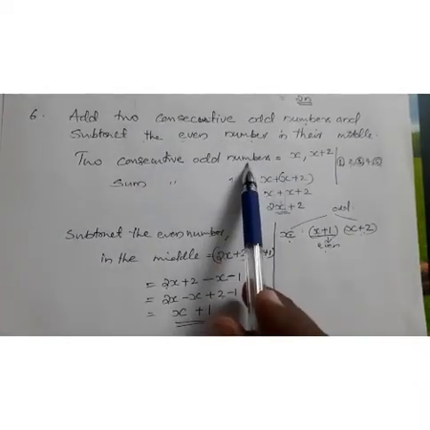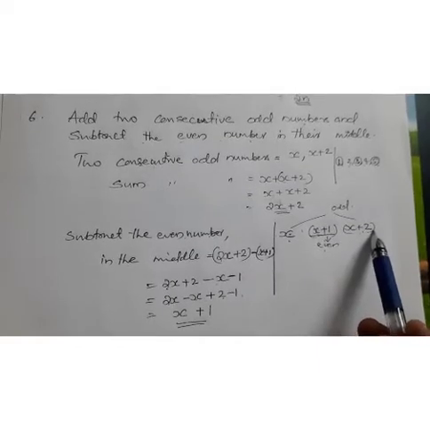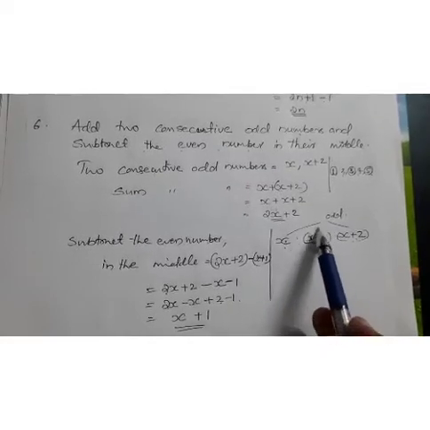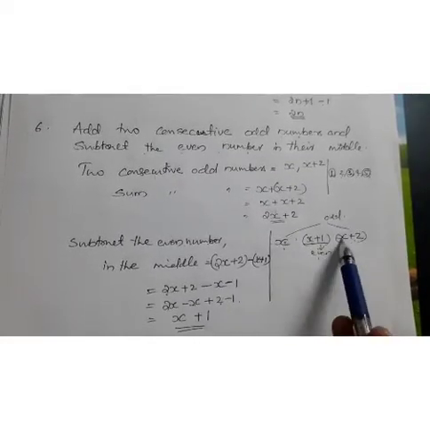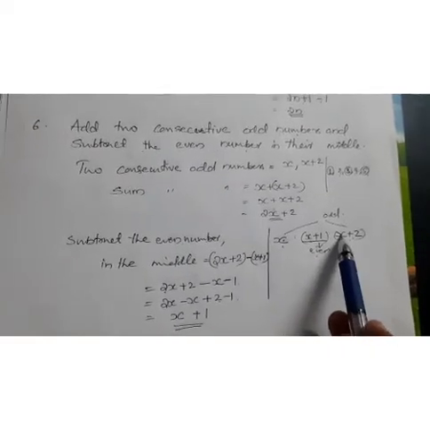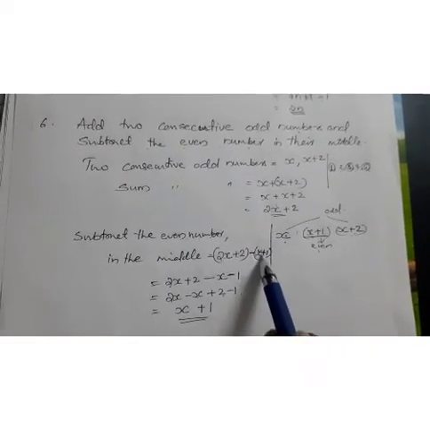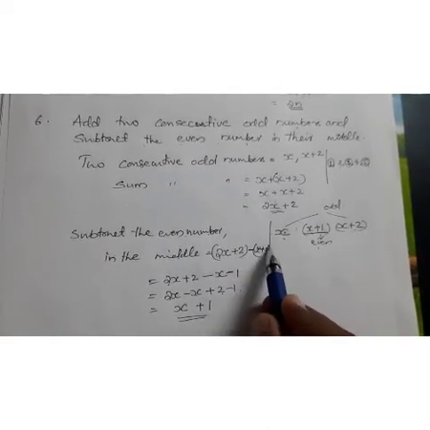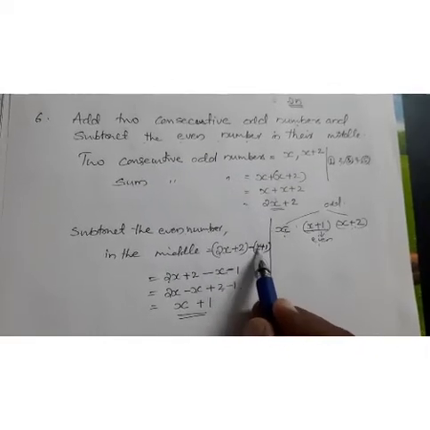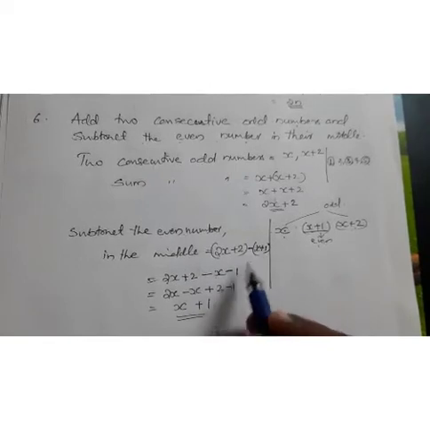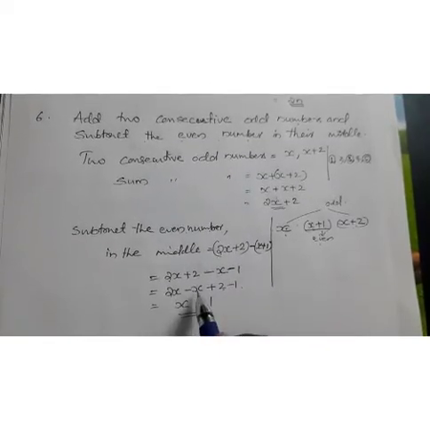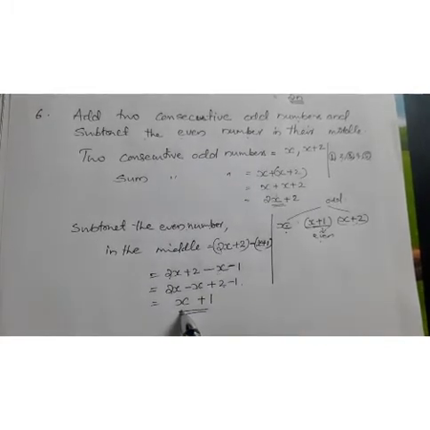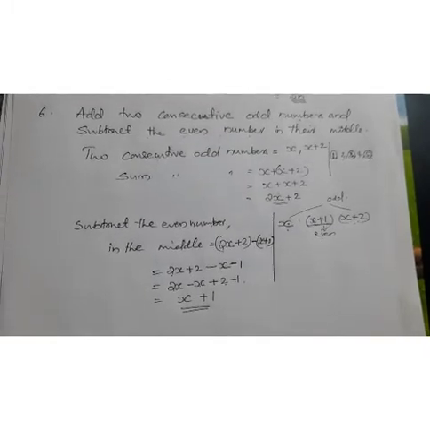So take two odd numbers x and x plus 2. Then take the sum of these two numbers. You will get 2x plus 2. Then what you have to do? You have to subtract the even number in the middle of the two odd numbers. So 2x plus 2 minus x plus 1. Minus should be common for these two numbers, so minus into x, minus x. Minus into plus 1, it is minus 1. So 2x minus x plus 2 minus 1. The same variable should be subtracted or added, the numbers should be subtracted. So you will get x plus 1.